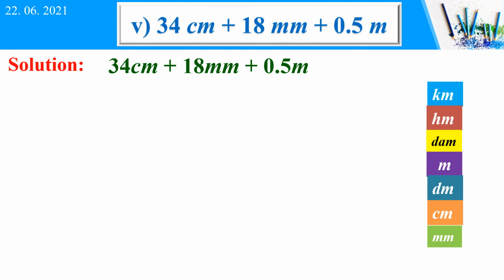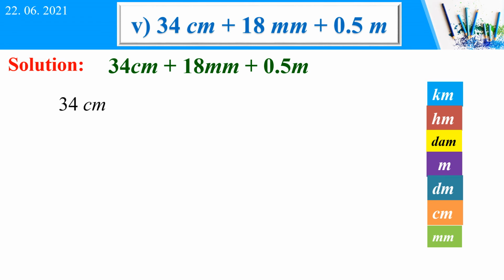So in the question we have 34 centimeter plus 18 millimeter plus 0.5 meter. On comparing the units in the question, millimeter is the smallest one. So we have to convert 34 centimeter to millimeter and also 0.5 meter to millimeter. Let us take 34 centimeter and convert it to millimeter first.